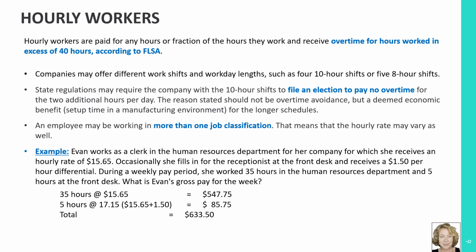So this week she worked 35 hours in HR and 5 hours as a receptionist at the front desk. What is Evan's gross pay for the week? We would multiply 35 hours at $15.65 and the 5 hours at $17.15 because she gets $1.50 more per hour as a receptionist. So we multiply that out, and that's $85.75 for a total amount of $633.50.